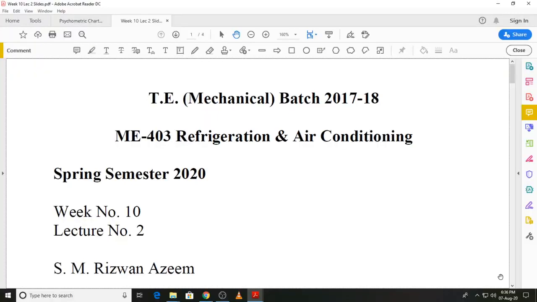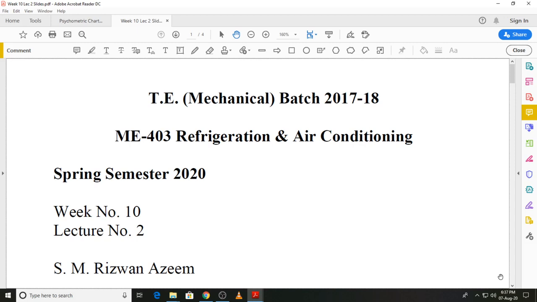This is the second lecture of week number 10, and in this lecture we will go through two examples related to the air conditioning part of the course. One example will relate to psychrometry and the other will be related to the terminal reheat system that we had studied when we were looking at various air conditioning systems.